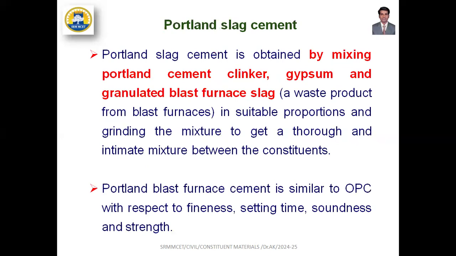Next one is Portland slag cement. This is a recently developed cement obtained by adding different types of slags like fly ash, GGBS, and other slags. By adding the slags to the cement, properties such as fineness, setting time, soundness, and strength of the cement will be enhanced.